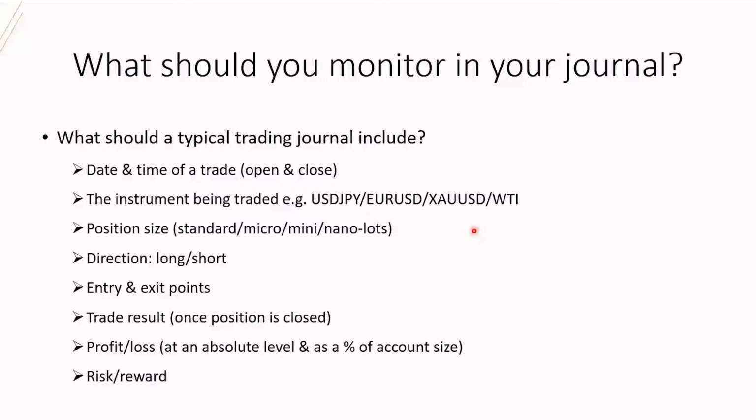Okay, so next is, once we have the trade result, of course, we will know whether the trade was closed for a profit, loss, or perhaps even at break even, right? So profit and losses should be calculated at an absolute level. That means in dollar terms, and also as a percentage of your account size, right? Because this will help you to determine your risk reward ratio as well.